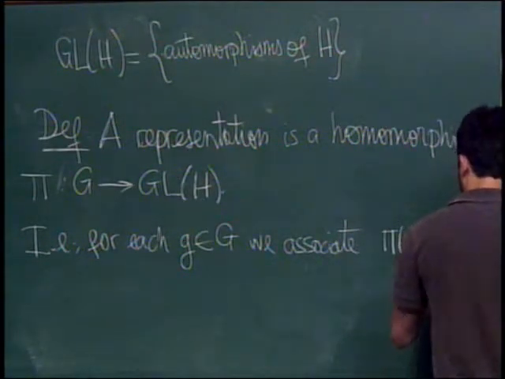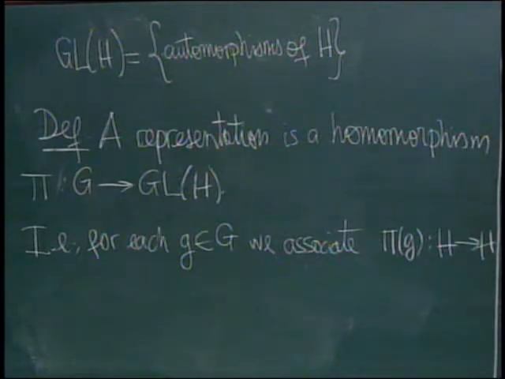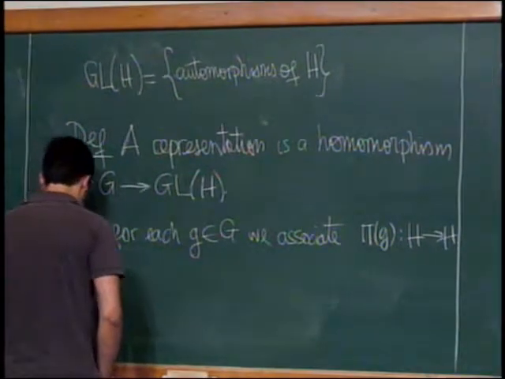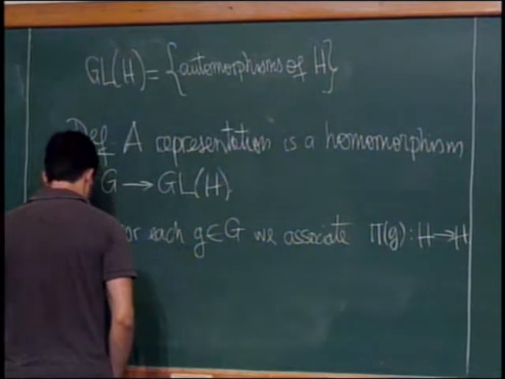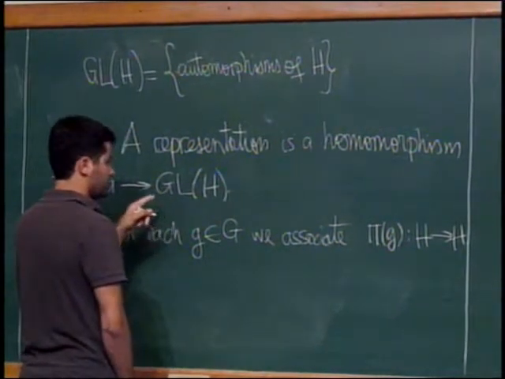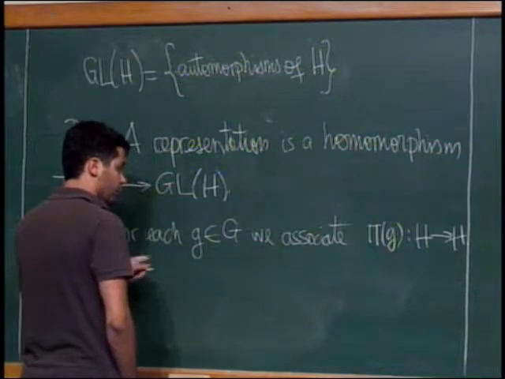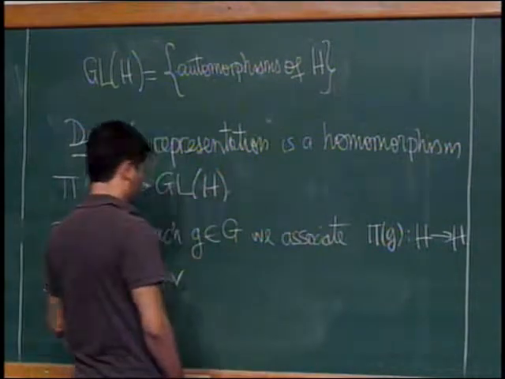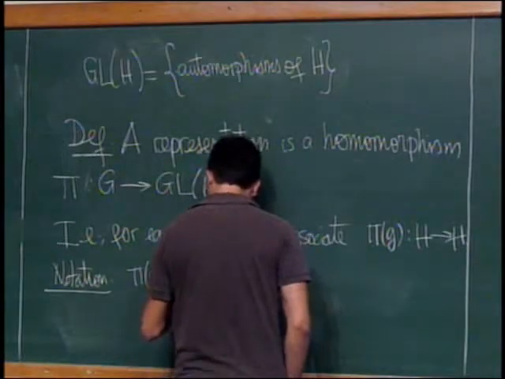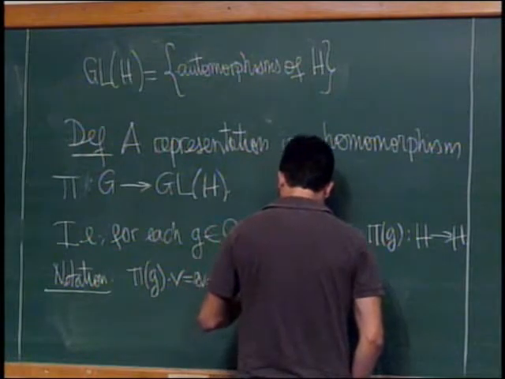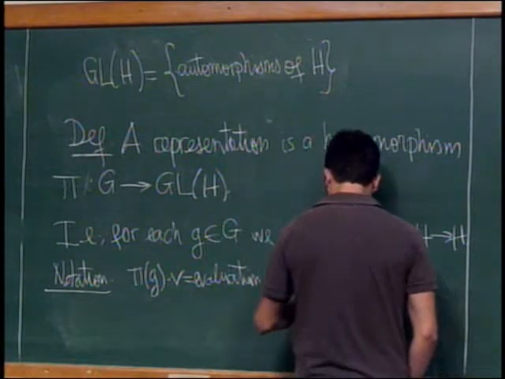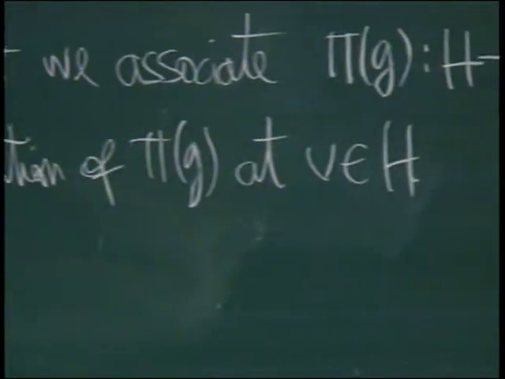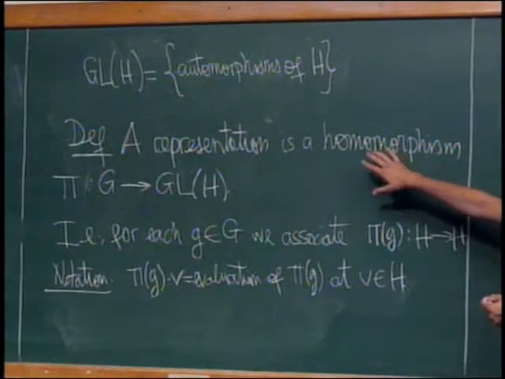So this is a linear invertible transformation of my Hilbert space H. Okay? And the notation that I'm going to use is that this is the evaluation of this linear transformation at some vector of H. Okay? So we said that it is a homomorphism.